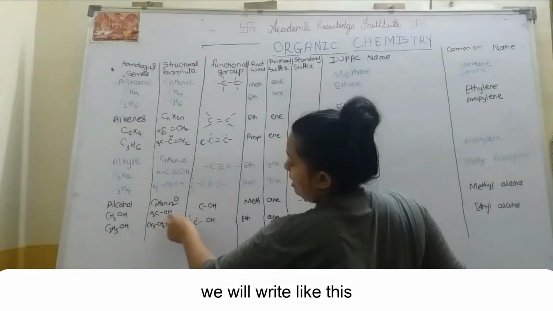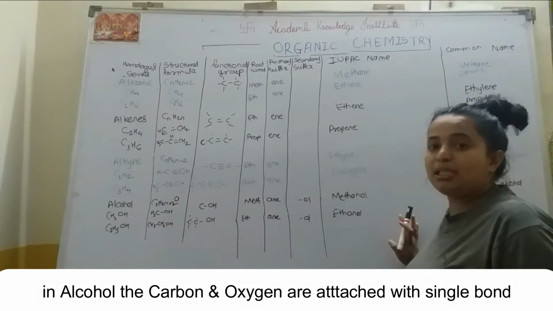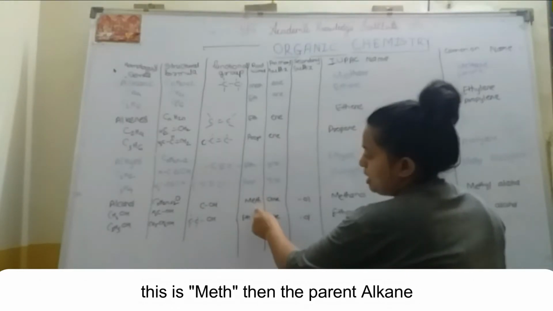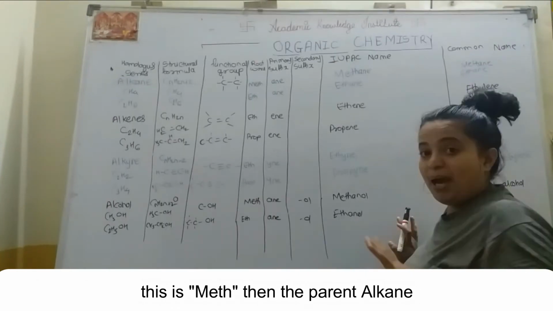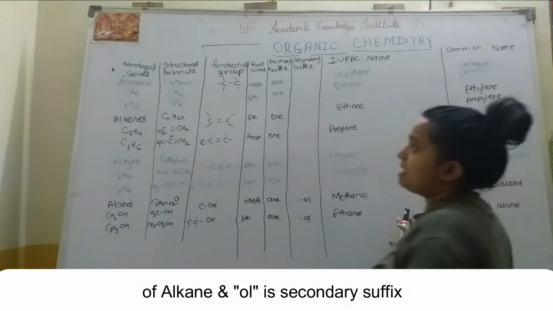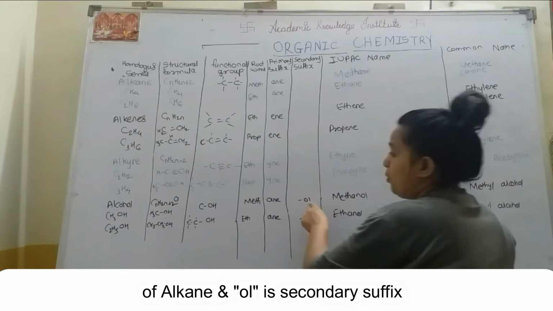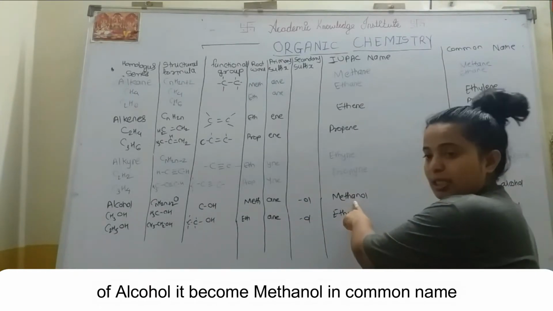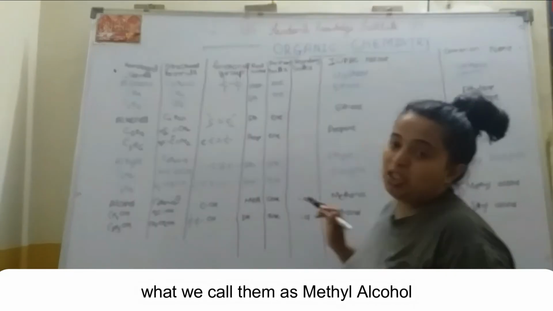We will write here like this. In alcohol, the carbon and oxygen are attached with a single bond, so that's why I have written it like this. This is meth, the parent alkane is methane. So A and E from the primary suffix of alkane and OL from the secondary suffix of alcohol, so it will become methanol. In common name, we call it methyl alcohol.